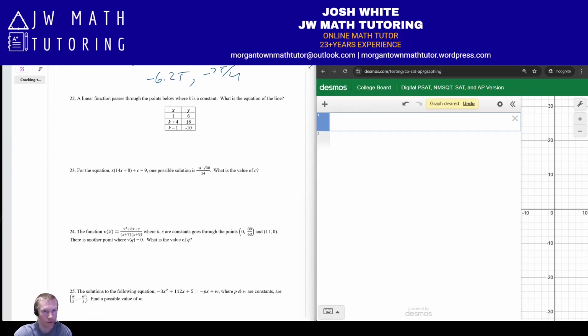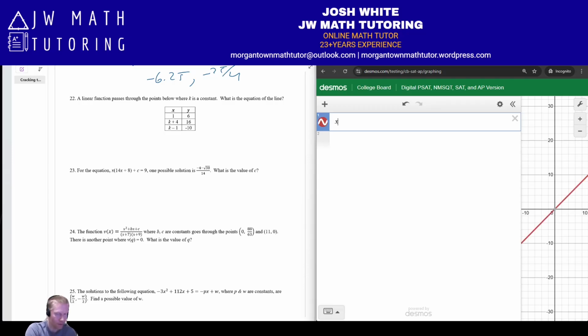All right, next one. Let's talk a little bit about doing linear regression, but with lists instead of a table. Here you are given 3 points. Notice 2 of the points have a constant k in it, which they don't tell us what it is. We want to find the equation of this line.